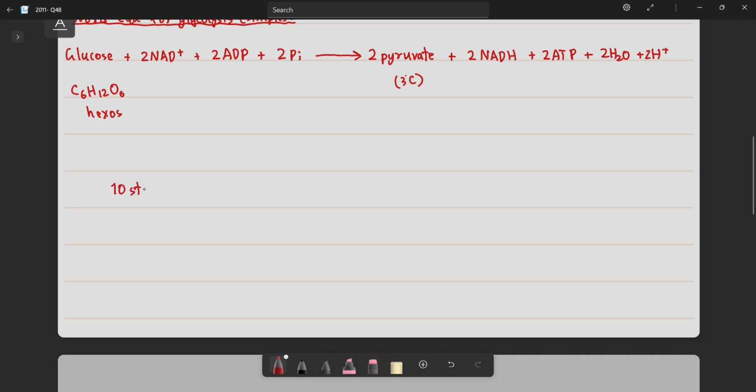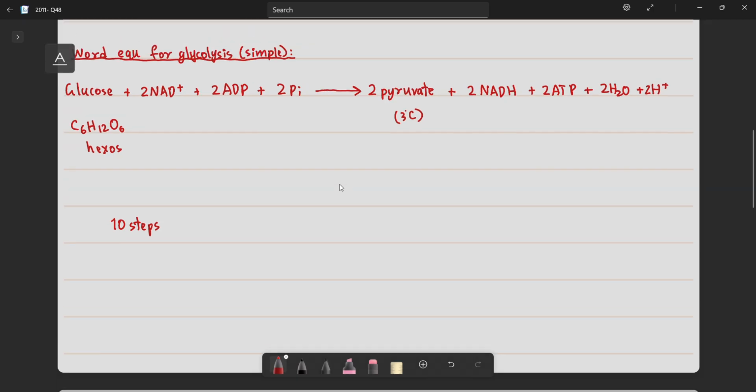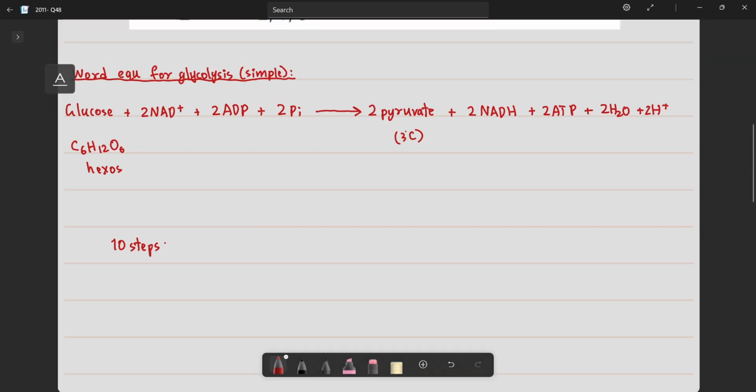There are 10 steps in glycolysis. If you zoom in to more molecular detail about glycolysis, there are going to be 10 steps. The first five steps are known as energy requiring. This process requires ATP. The total ATP required for this process is two ATP molecules.